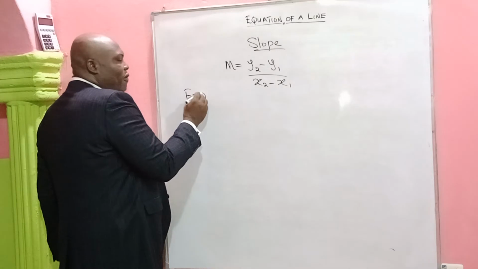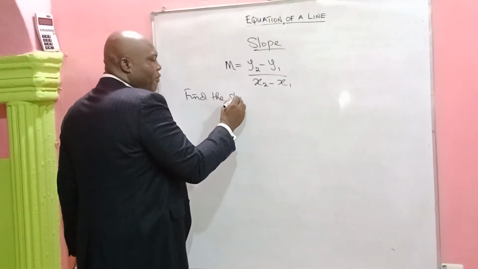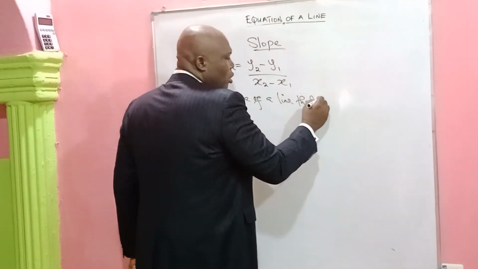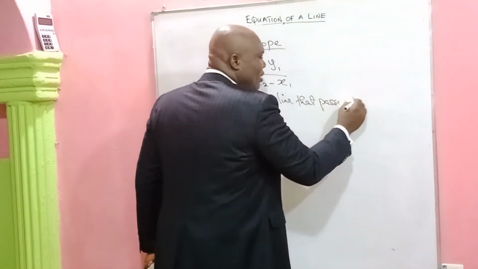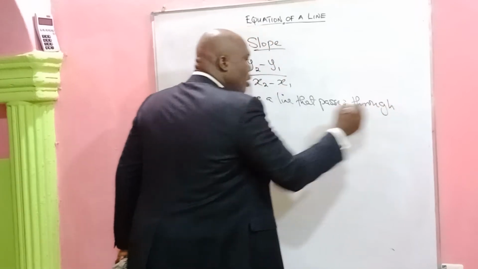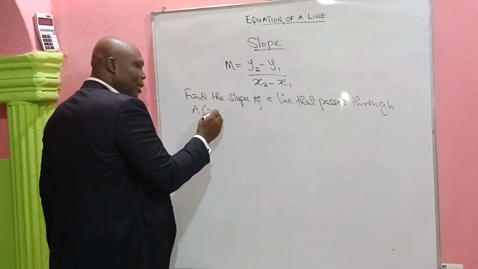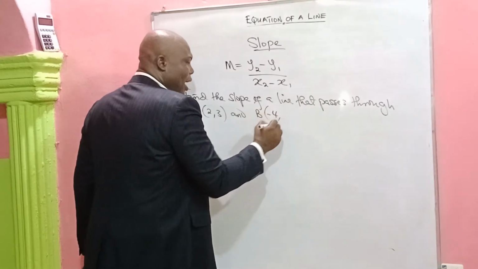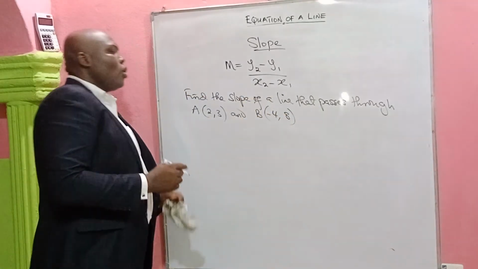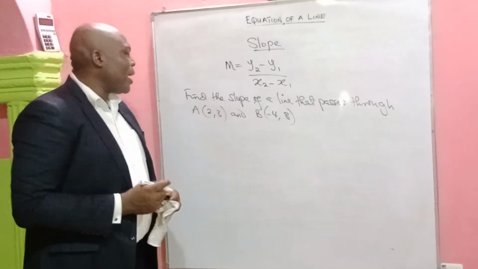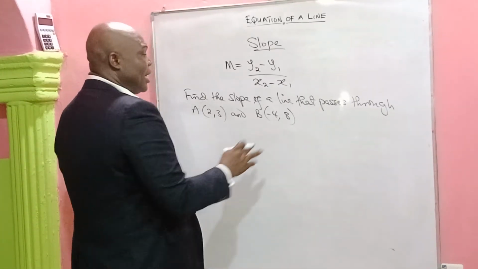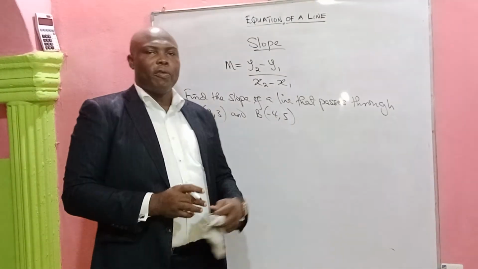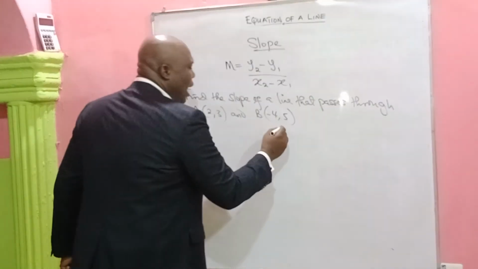You can be told to find the slope of a line that passes through the points A, which is 2 and 3, and point B, which is minus 4 and 5. We want to find the slope of the line that passes through these points. So the solution. How do we do that?